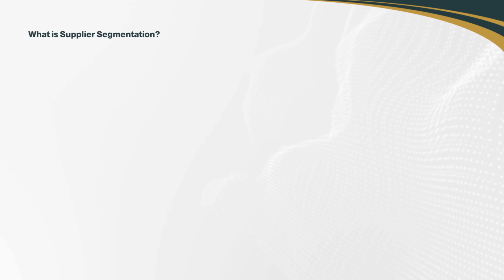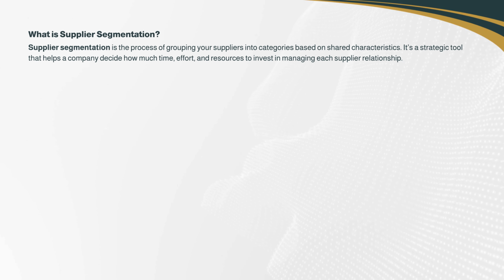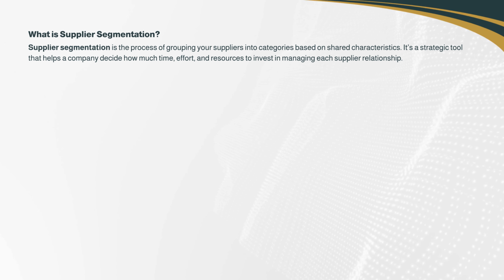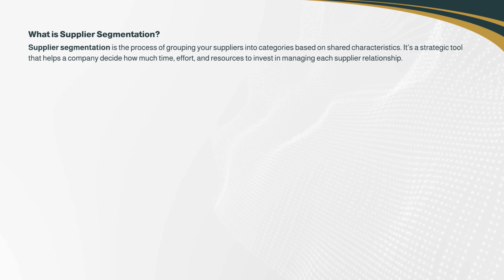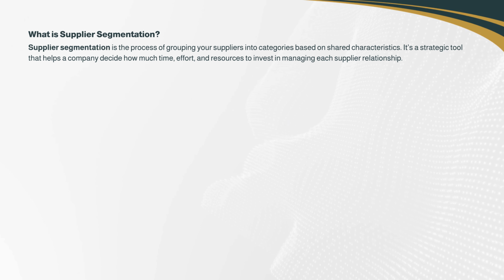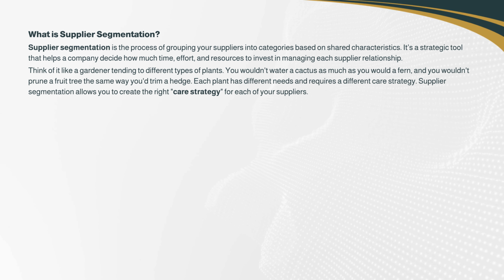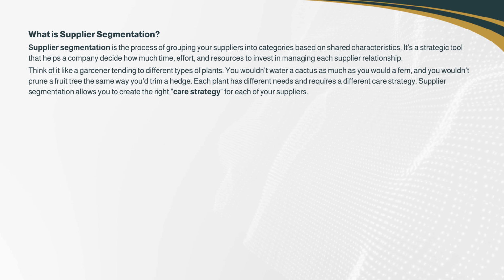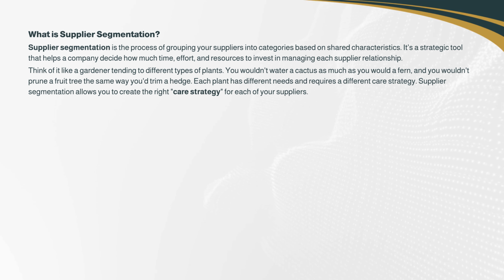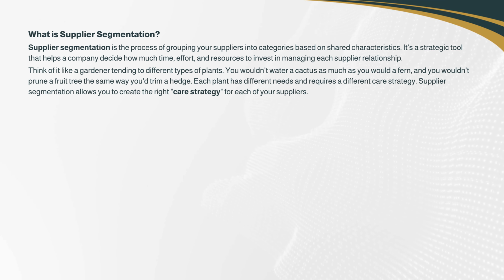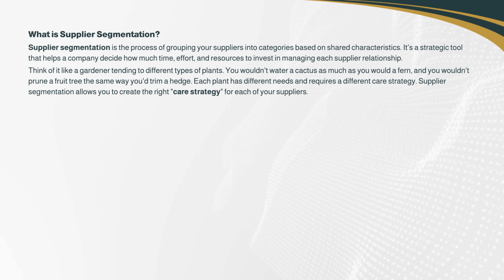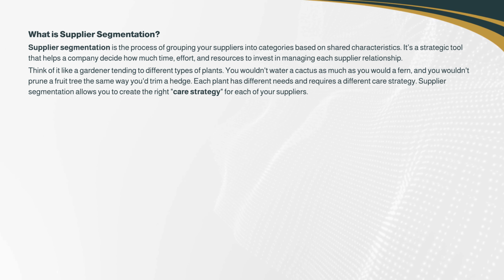What is supplier segmentation? Supplier segmentation is the process of grouping your suppliers into categories based on shared characteristics. It's a strategic tool that helps a company decide how much time, effort, and resources to invest in managing each supplier relationship. Think of it like a gardener tending to different types of plants. You wouldn't water a cactus as much as you would a fern, and you wouldn't prune a fruit tree the same way you'd trim a hedge. Each plant has different needs and requires a different care strategy. Supplier segmentation allows you to create the right care strategy for each of your suppliers.